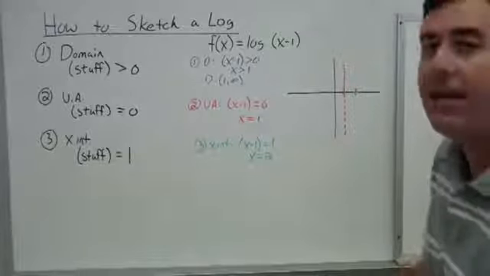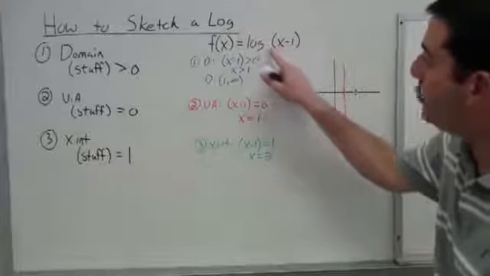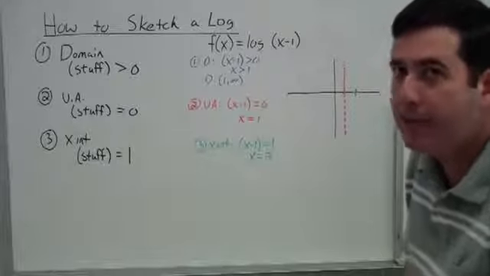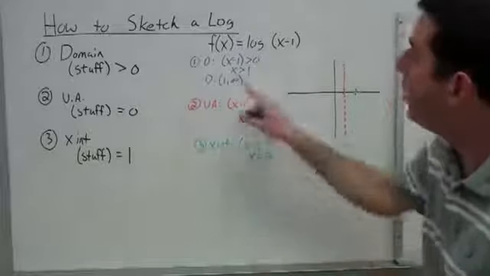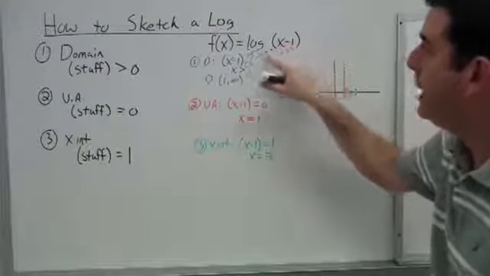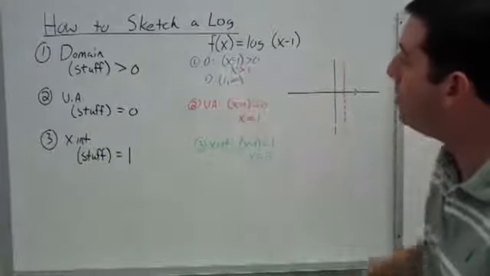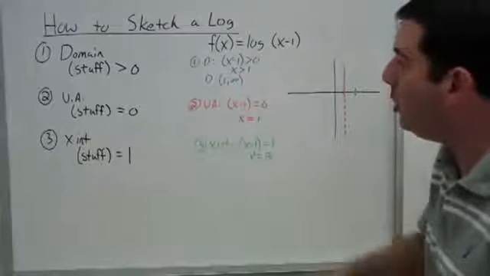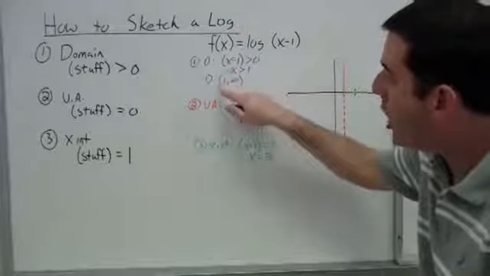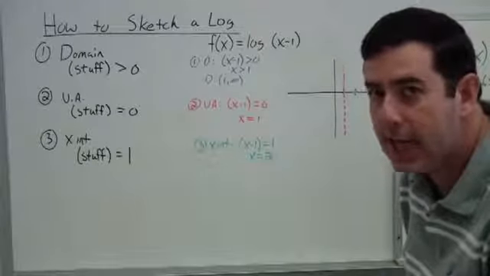For this one, finding the graph for the log of x minus 1. There's no base written here, so it's understood to be a base 10 or common log, but that doesn't matter for our graphing. The first thing we'll do is find the domain by taking the stuff in the parentheses, making it greater than 0, and solving. As we move that 1 across by adding, I end up with x greater than 1, and the domain then is from 1 to infinity. Notice my parentheses, it's strictly greater than, so the 1 is not included.